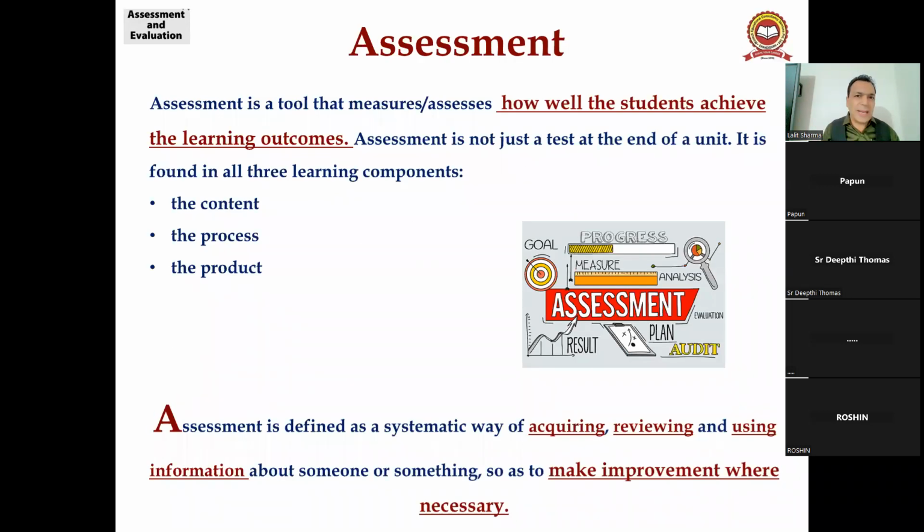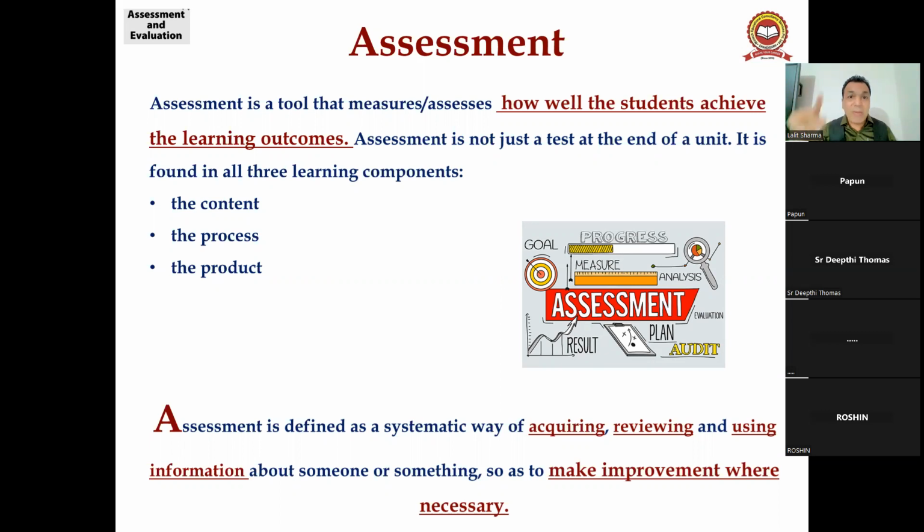Okay. So first we understand what is assessment and what is evaluation, right? So what is the assessment, guys? We start from the assessment. Assessment is a tool which measures or assesses how well the students achieve the learning process, right? Concept should be clear because this is your second year. You all are going to become teachers. You should have knowledge of this teaching methodology, right? So what is the assessment?